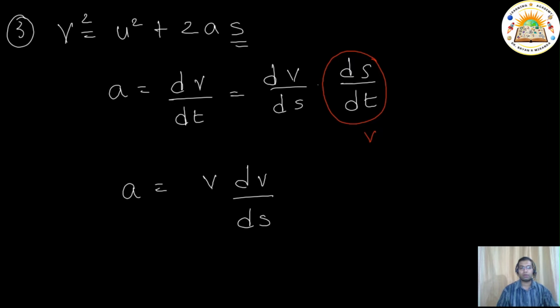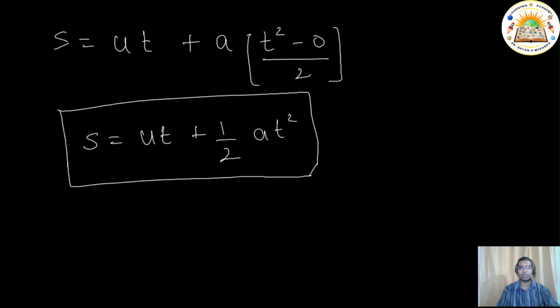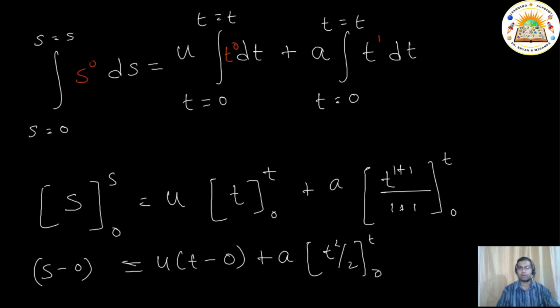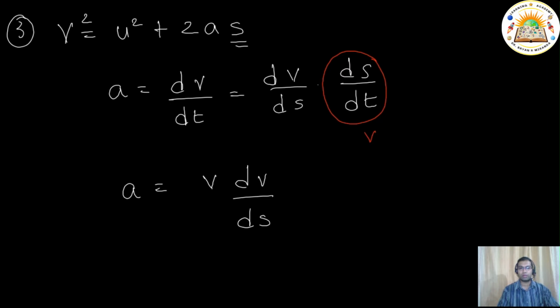Now if you see, v dv is there. So from the formula that we had done for t last time, we can see if it is t dt, we end up getting t square by 2. Now the similar thing we can do here. So what we will do, we will take ds to the other side. So a ds is equal to v dv.